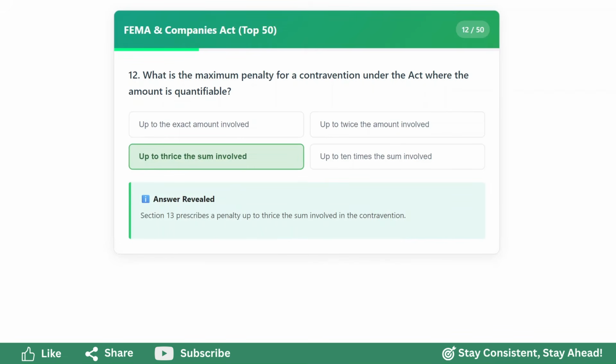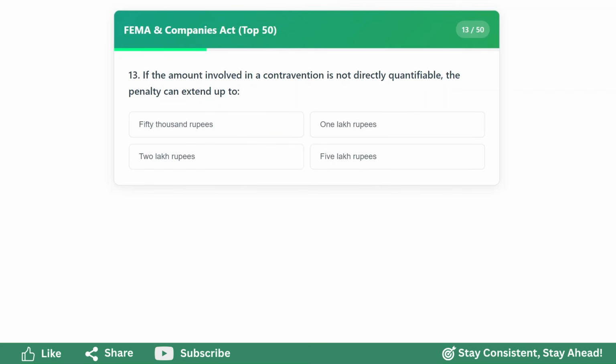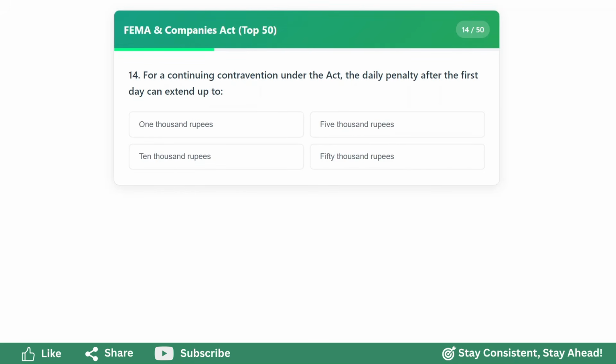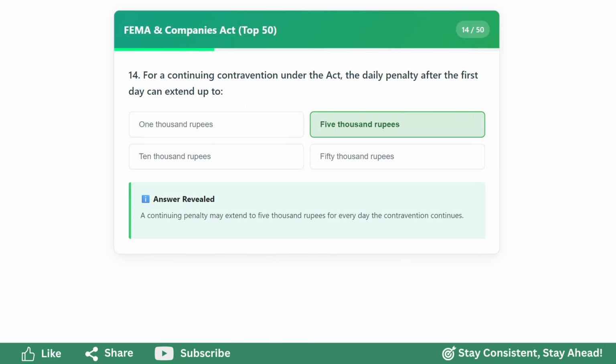Up to thrice the sum involved. If the amount involved in a contravention is not directly quantifiable, the penalty can extend up to 2 lakh rupees. For a continuing contravention under the Act, the daily penalty after the first day can extend up to 5,000 rupees.